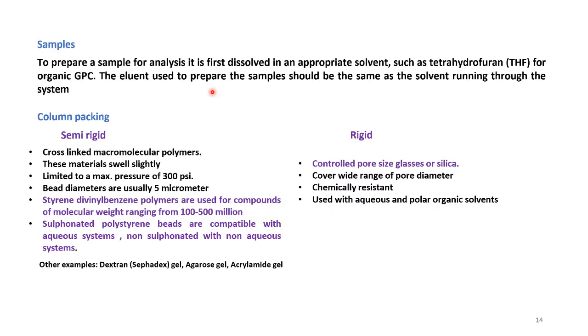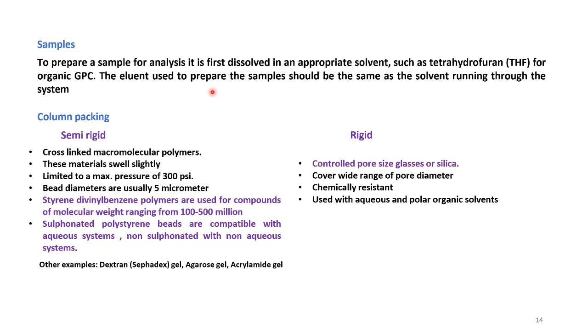Then the samples. To prepare the sample for analysis, it is first dissolved in a solvent such as THF for organic GPC, and other solvents like methanol or water in some cases. The eluent used to prepare the sample should be the same as the solvent running through the system. So the solvent has to be the same as the mobile phase.